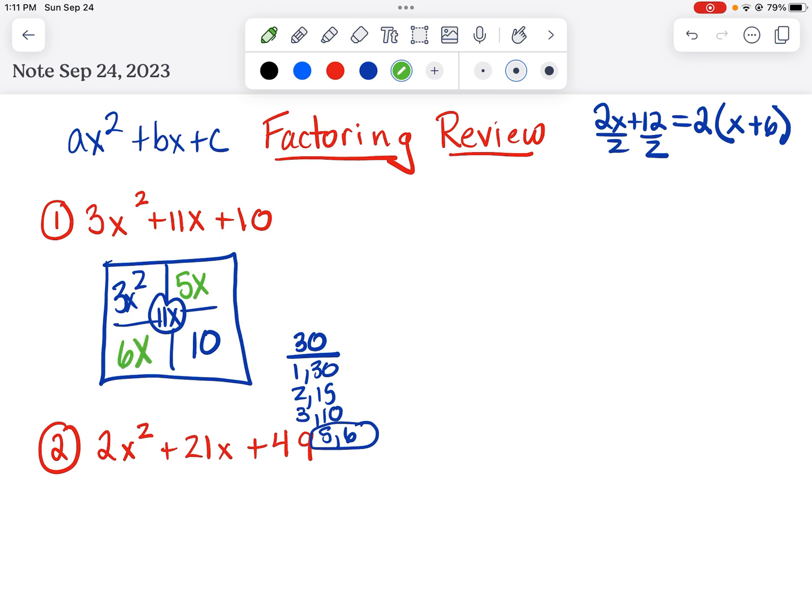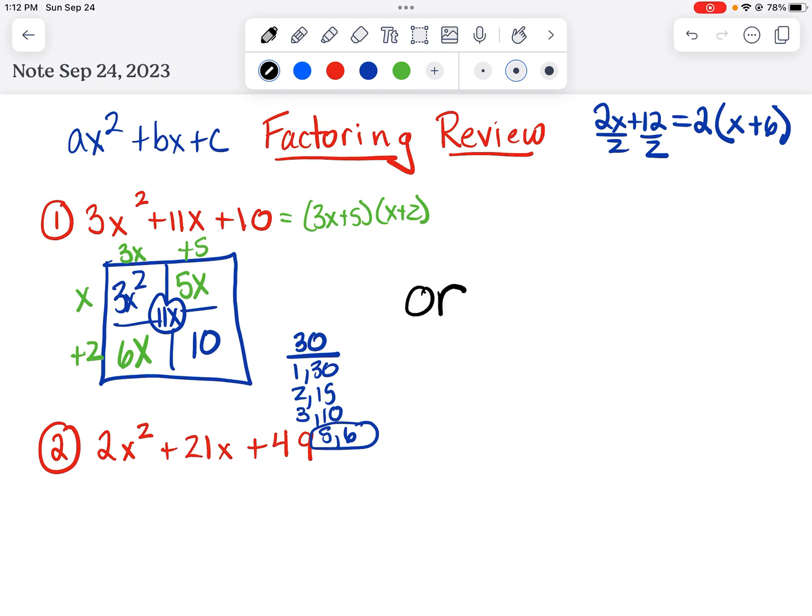Then we said, well, what goes on the outside? Well, 3x, to get 3x squared. When I look at this first row, the biggest thing that goes in here is x. So on the top has to be 3x, and that works because it's divisible into 3x squared and 6x. Now for this top right, x times what gives us 5x is 5. 3x times what gives us 6x is 2, and double check, 5 times 2 gives us 10. So this factors into (3x plus 5) and (x plus 2).